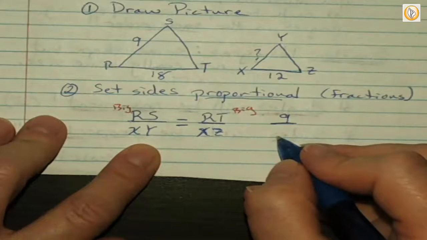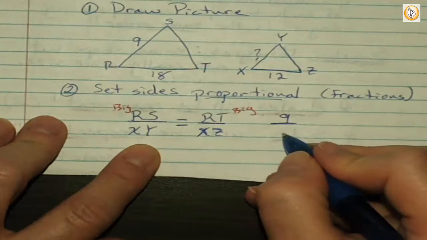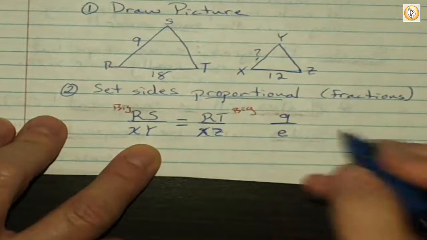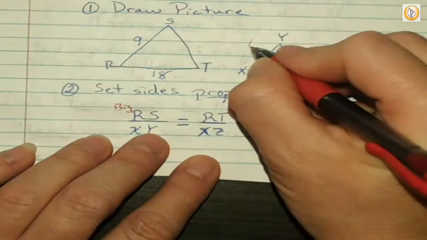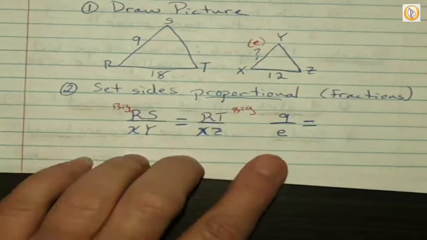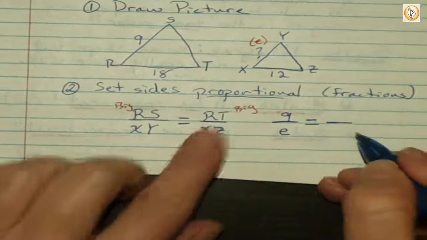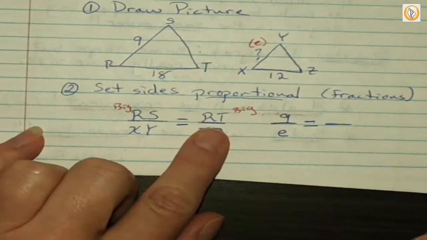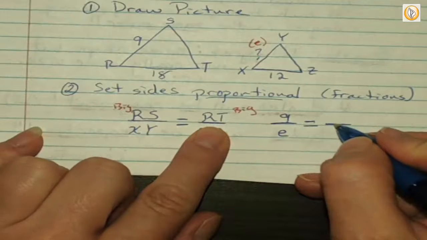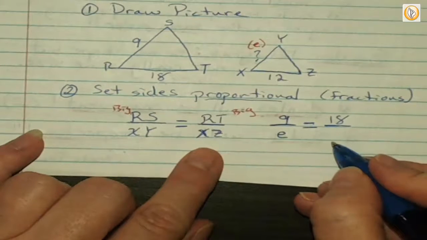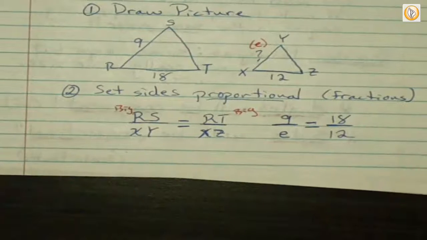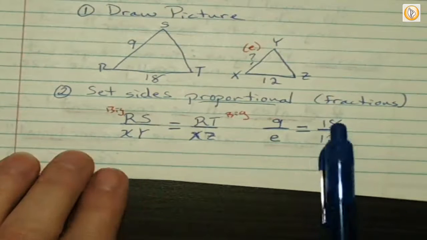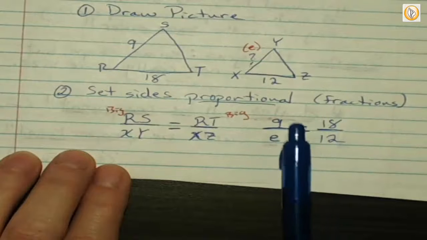You want to call it I for Izzy? No. I guess E. E? Yes. I'll put a lowercase e. Okay, so we're going to call this E for Izzy. What is the measurement of RT, Cecilia? 18. And what's the measurement for XZ, Michael? 12. Okay, so one of our fractions has to have the measurements to be able to find the missing one.